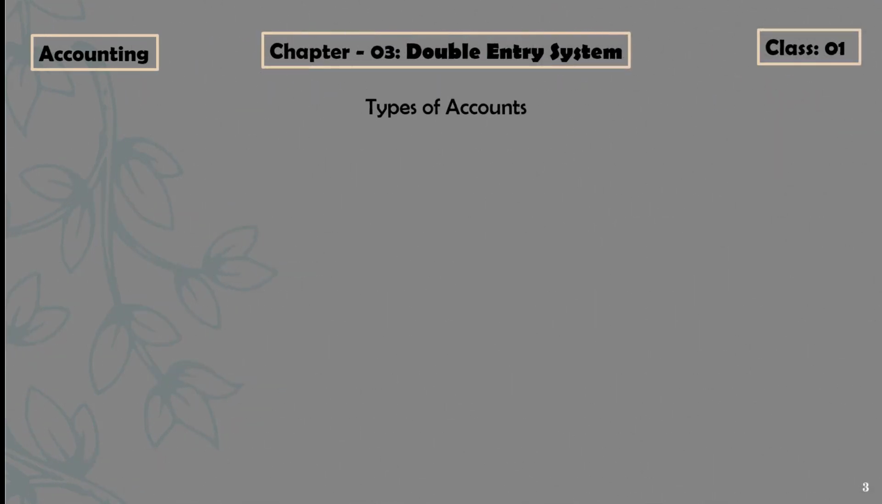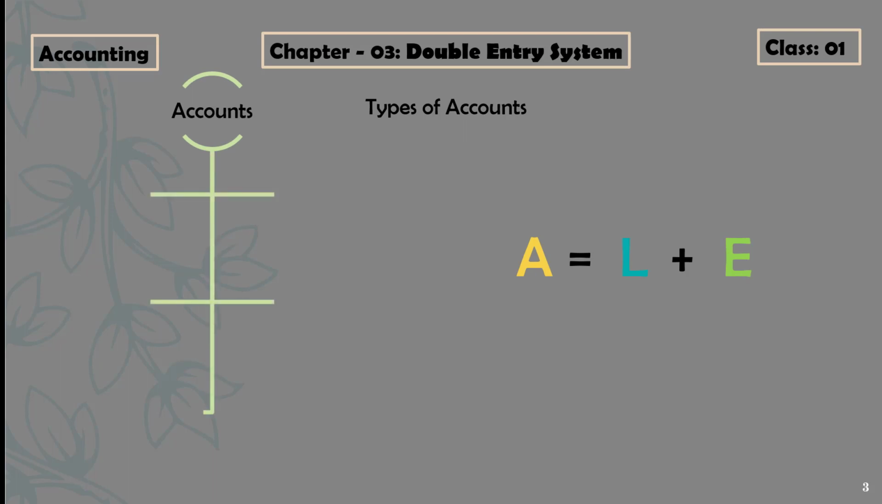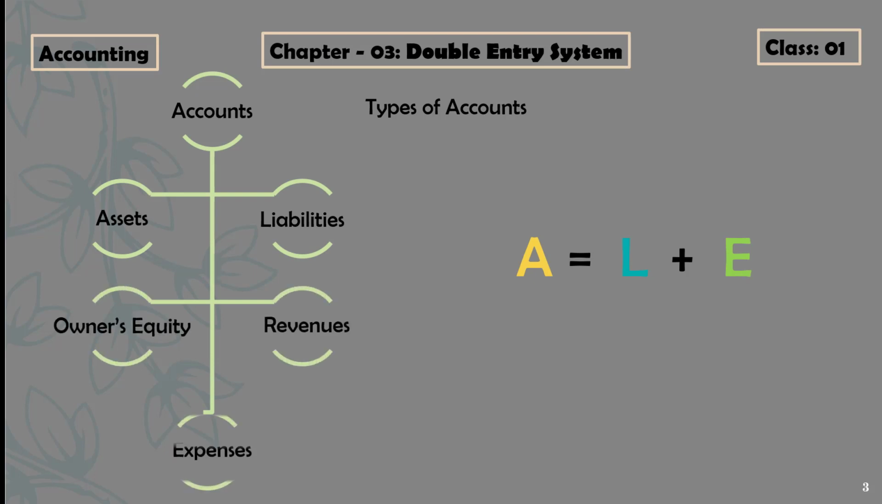Types of accounts. According to the accounting equation, we know there are 5 types of accounts, and they are assets, liabilities, owner's equity, revenues, and finally expenses. Now we will see various changes in these accounting accounts.